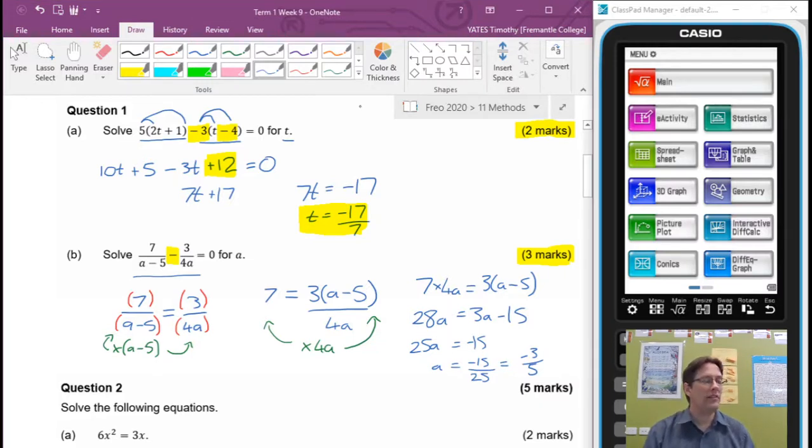These are some fairly straightforward linear equations, but we've just got to make sure we're being careful with how we multiply, that we're multiplying by this entire a minus 5 there, not just the a or just the 5. And remember, we cancel that out. Another way we can visualize this is we're basically bringing this one up onto that side and that one up onto that side, even though we're multiplying both sides by a minus 5 and by 4a to make that happen.